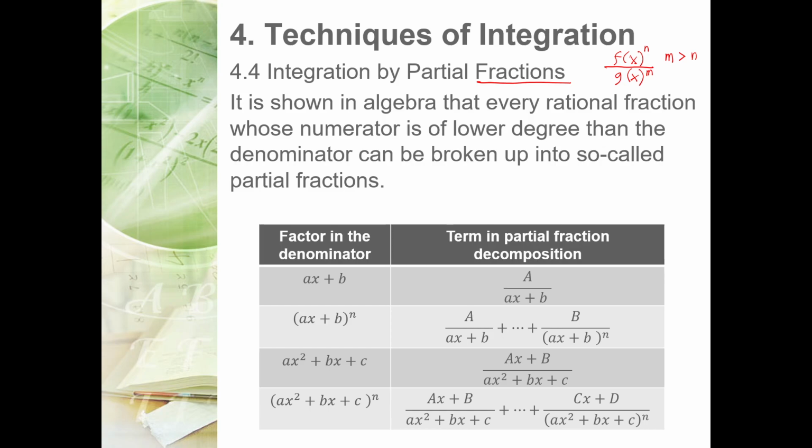So that's how you want to understand this topic. These are fractions which cannot be handled by long division. Long division, on the other hand, can be used if the denominator has a lower degree than the numerator. So if this is the case, you have a partial fraction. The other way around, if m is less than n, you use long division.